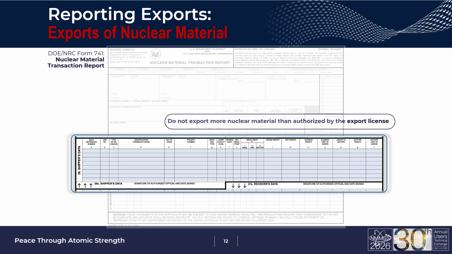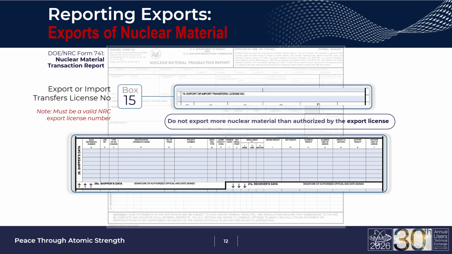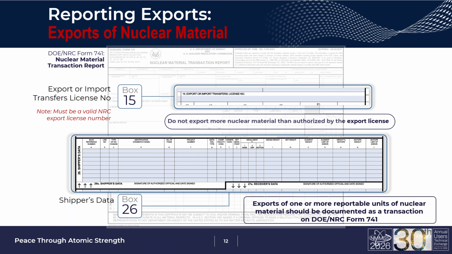Key information to remember when reporting exports of nuclear material include Box 15, found in the DOE NRC Form 741 header. A valid export license must be listed. The terms of the export license will include a maximum amount of material that may be exported over the lifetime of the license, as well as relevant foreign obligations and other eligible parties for these transfers. As with domestic reporting, shippers' data will be recorded in Box 26. Please note that if the export involves fuel assemblies, each individual fuel assembly should be recorded on its own line.